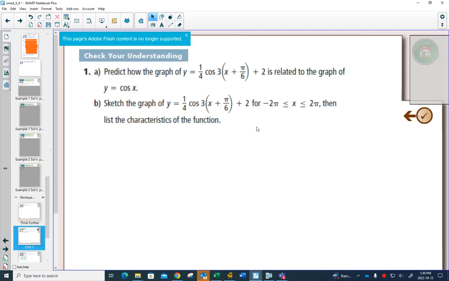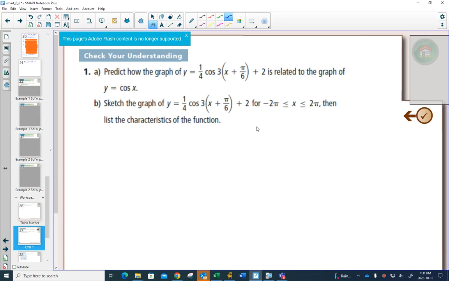We are on page 532. And for part A, it says predict the graph.